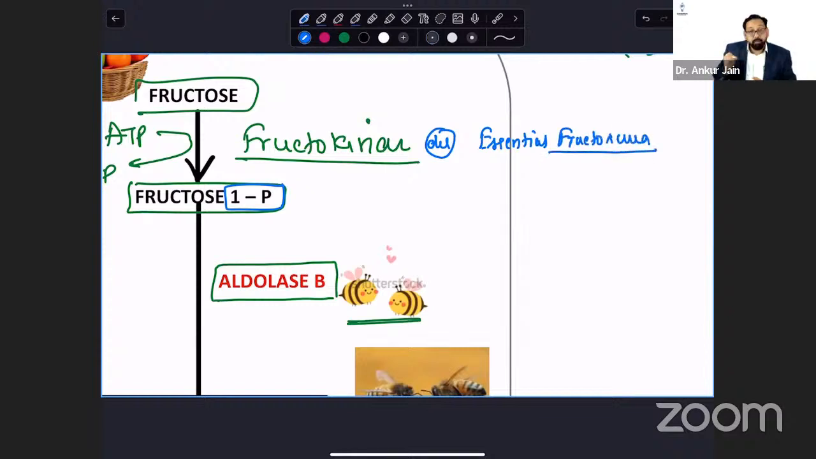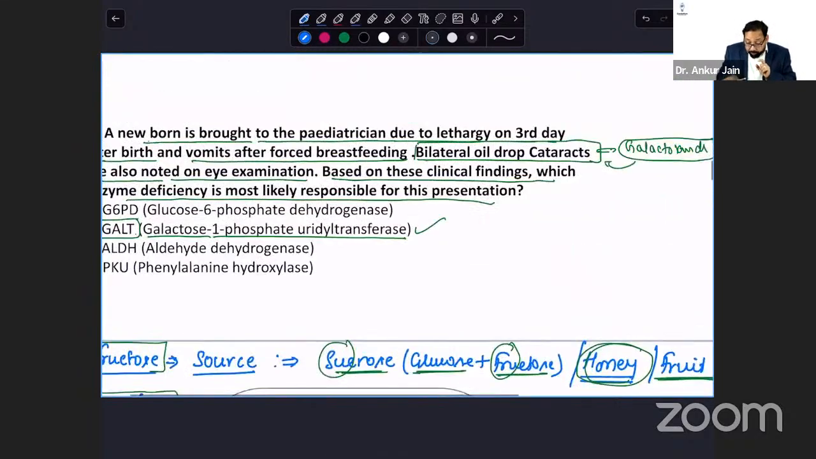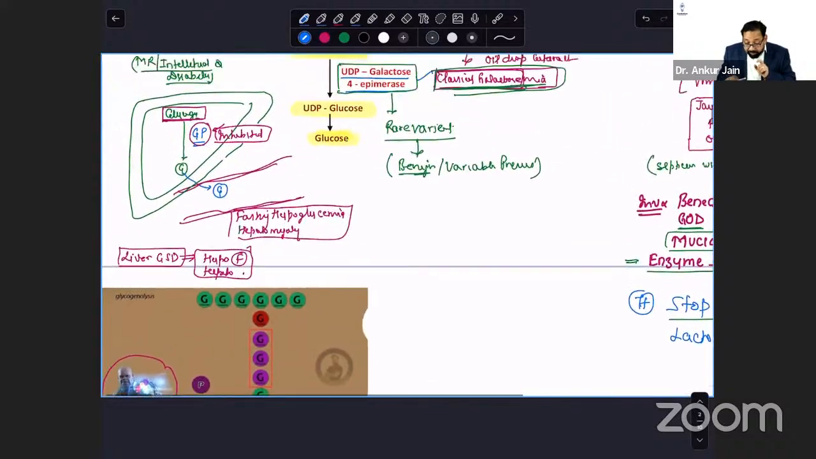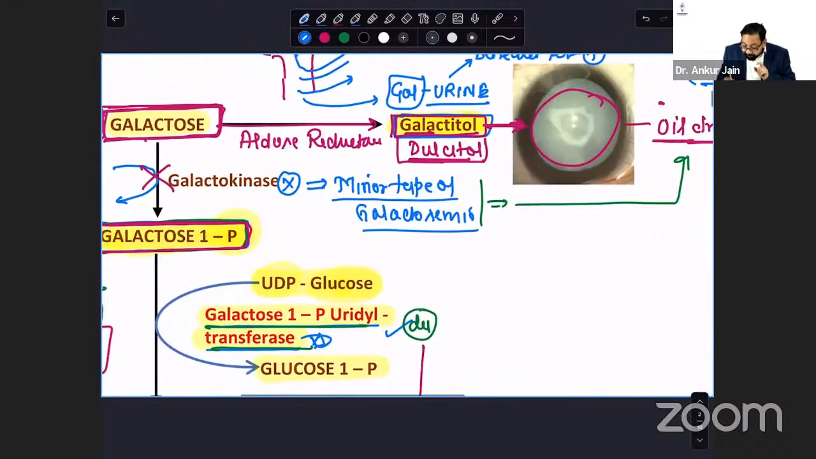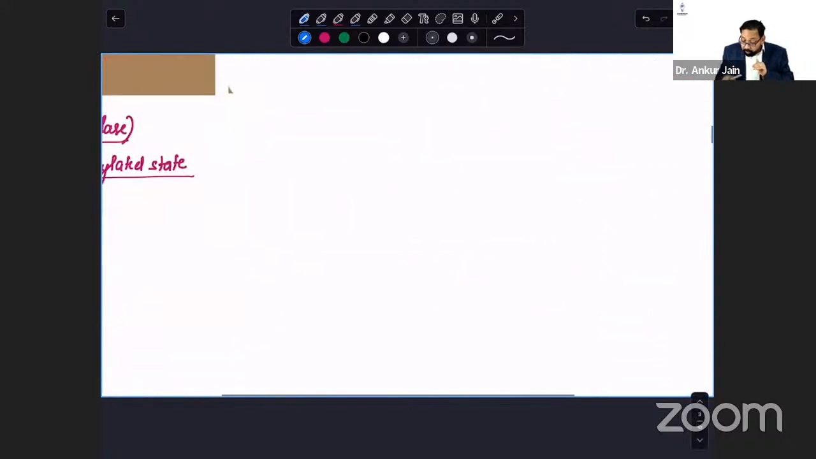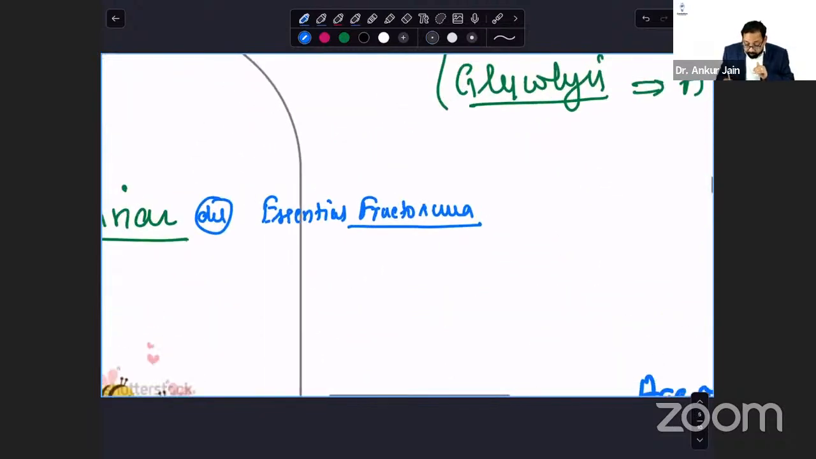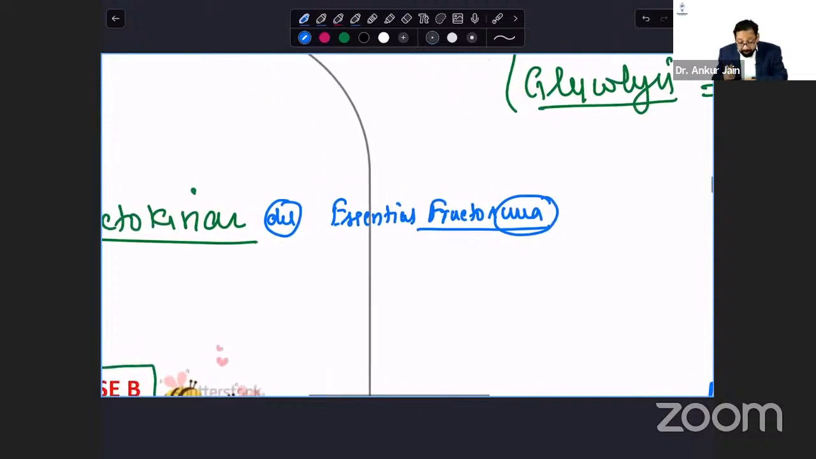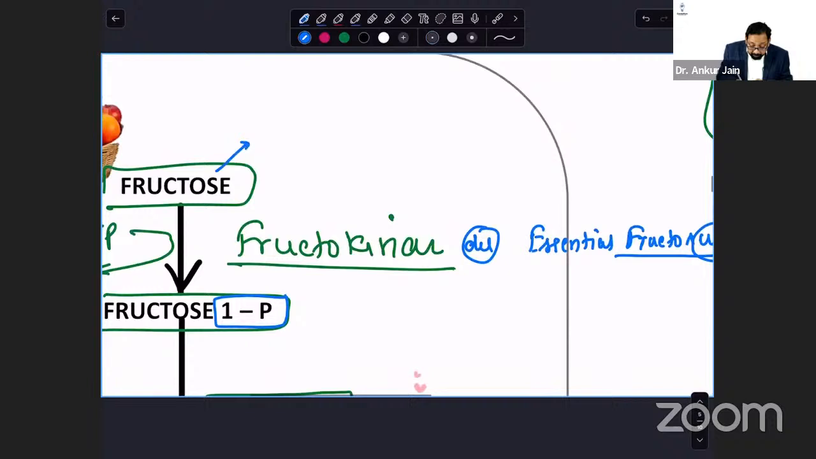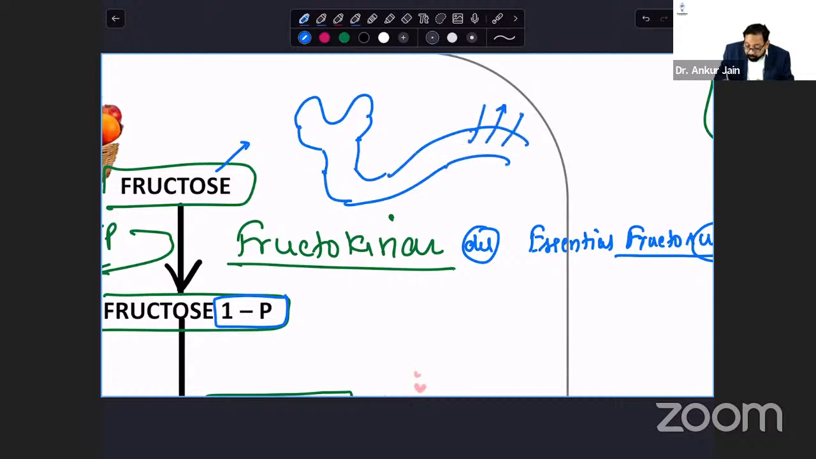Point it out. In galactokinase deficiency, I told you that it is galactosemia. Galactosemia: semia means in blood. Fructosuria: uria means in urine. Why is it called fructosuria? Because when fructose is not metabolized, it will increase in blood, but it will be freely filtered via the glomeruli and it will not be reabsorbed properly.